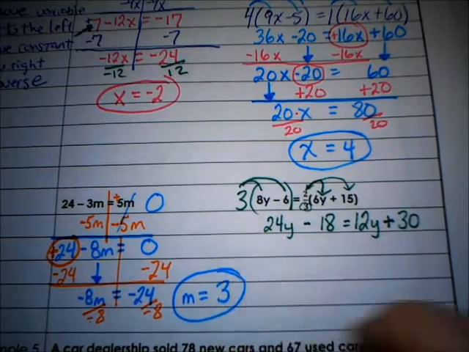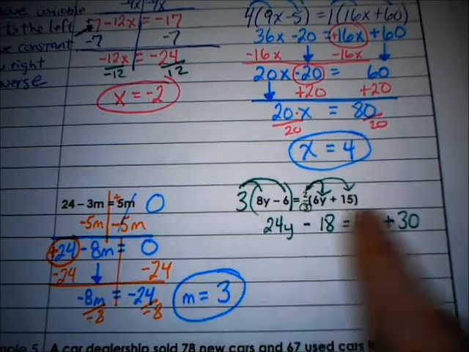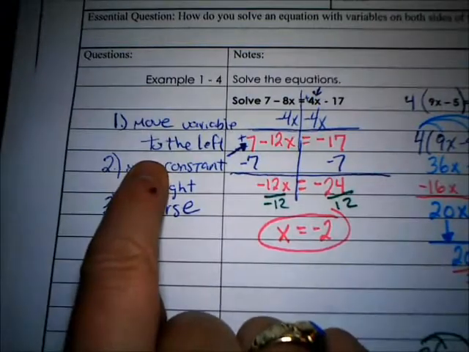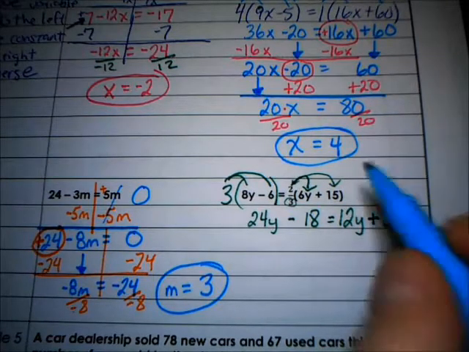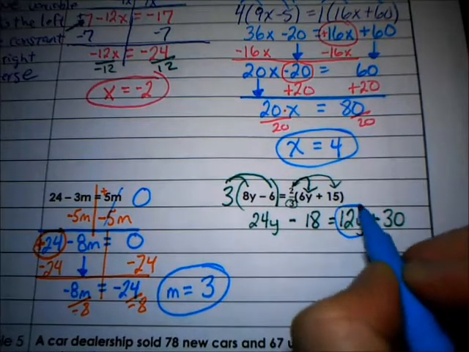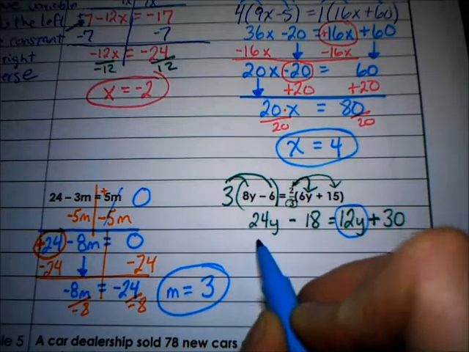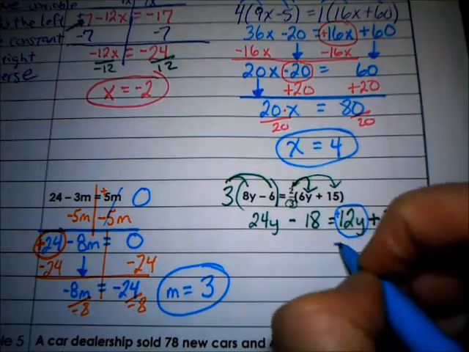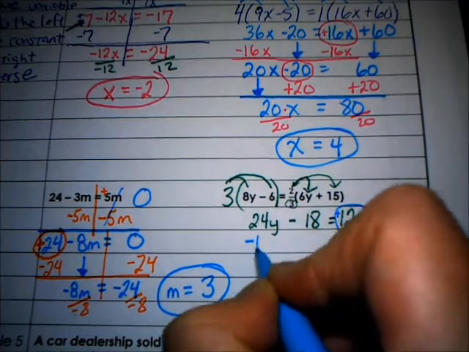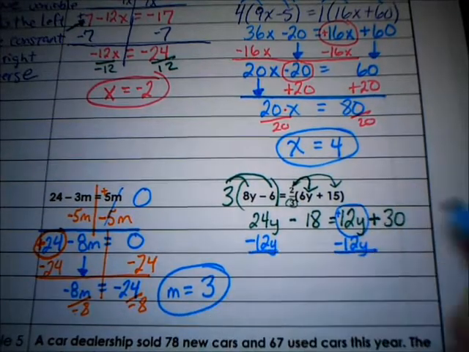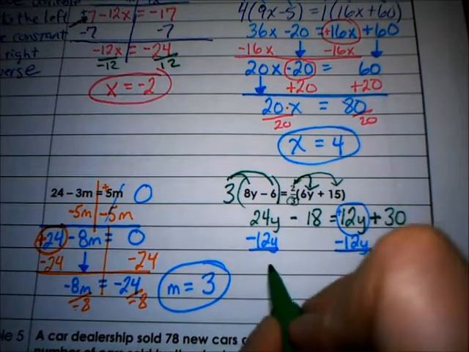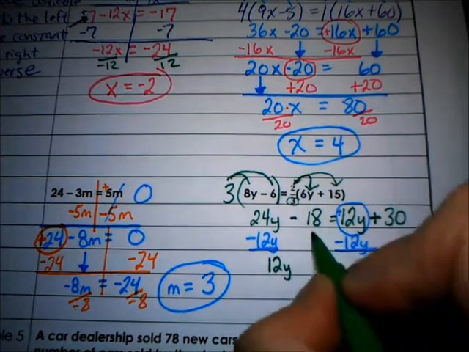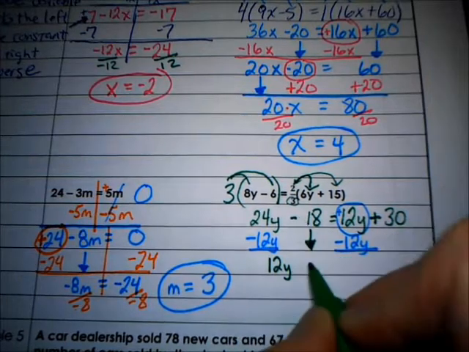Move the variable to the left. Here I have the 12y on the right hand side. I need to move it over here with 24. This is positive, so it changes it to a negative 12y. 24 minus 12 is 12y. Bring down your constant, which is a negative 18, equals, and bring down your other constant, which is a 30.